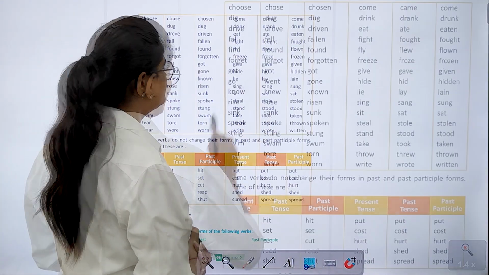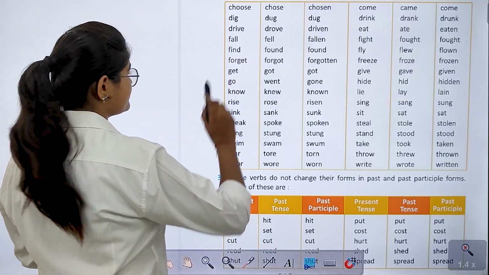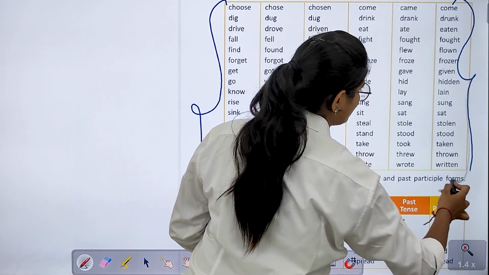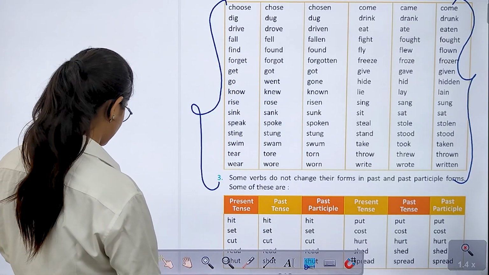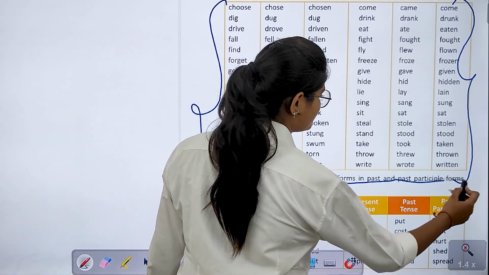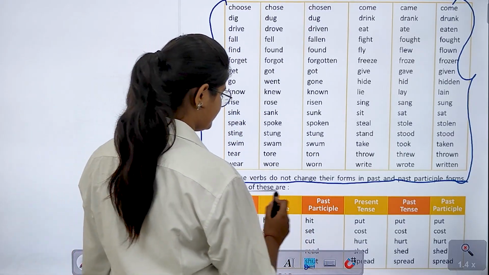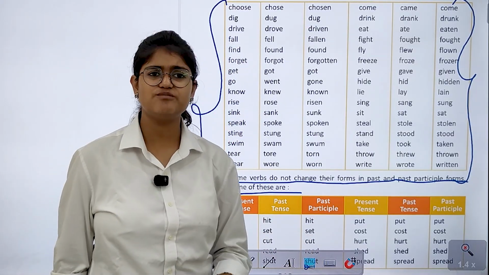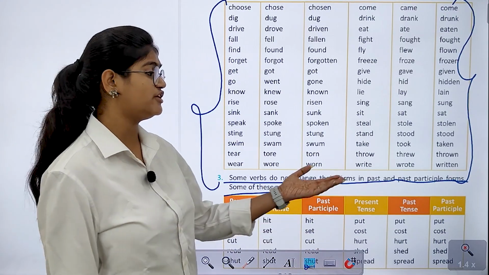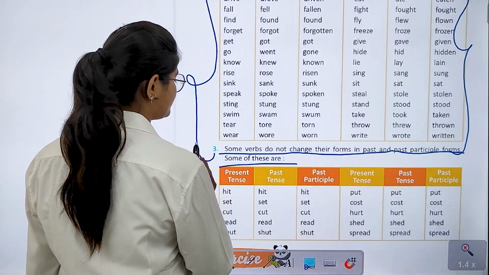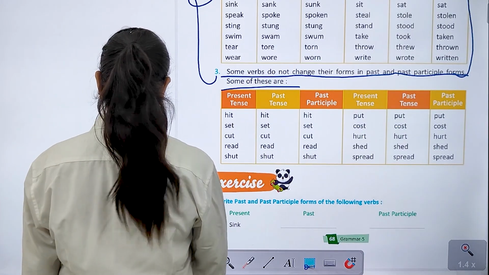Let's move ahead now. As you can see, we have some more examples of the strong verbs. You have to read these verb forms as your homework. Let's move ahead. After that, some verbs do not change their forms in past and past participle forms. अब कुछ verbs ऐसी होती हैं जो अपना form change ही नहीं करती हैं, ना तो past में और ना ही past participle forms में, right? So वो कौन सी verbs हैं जो अपना verb form change ही नहीं करती हैं?